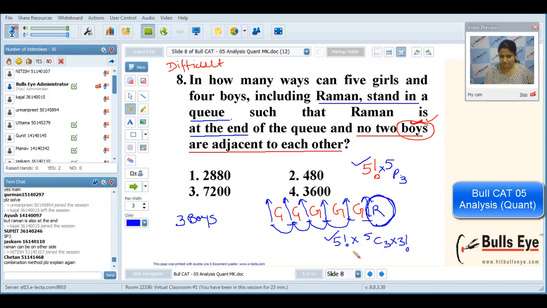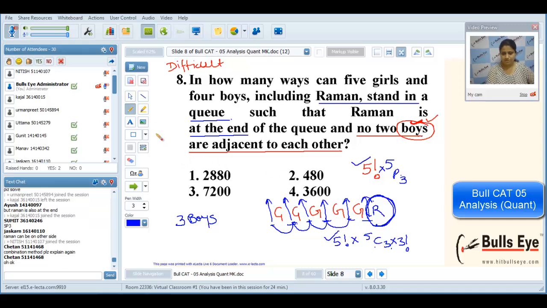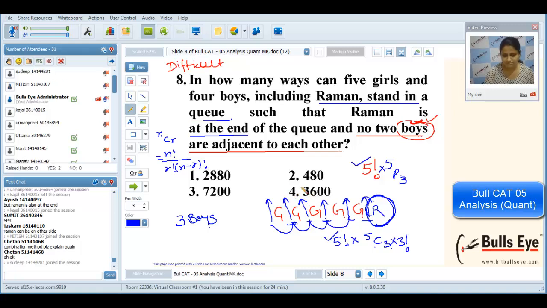Chetan, see, first of all, if you are taking 5C3, what do you mean by C? C means combination, choice. If you are using 5C3, it means you are choosing any 3 places out of 5 places available. And then we will take arrangement, because on these 3 places, boys can be arranged in 3 factorial ways. That's why. What is nCr? This is n factorial divided by r factorial into n minus r factorial. Is it okay with you, Chetan? Okay.